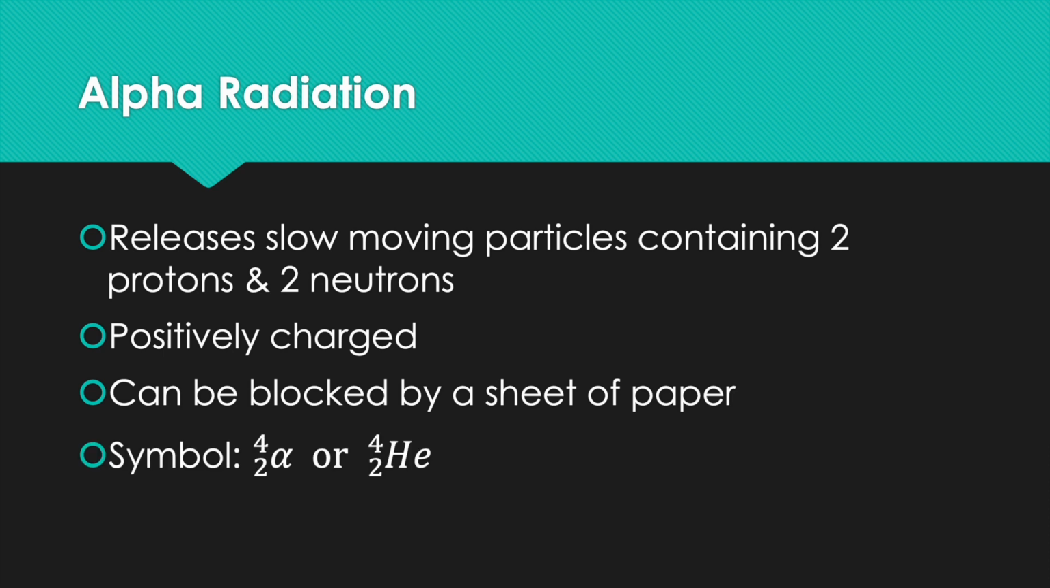For the symbol, we represent them with a mass number of 4 and an atomic number of 2, because they've got 2 protons and 2 neutrons. And then we either use the lowercase Greek alpha, or again, you can just write the symbol for helium, because an alpha particle is essentially a helium nucleus.